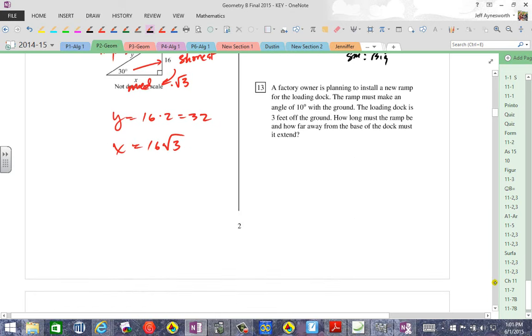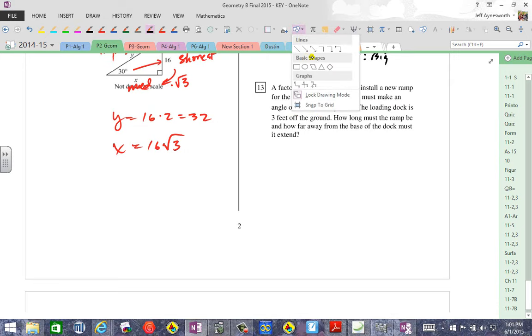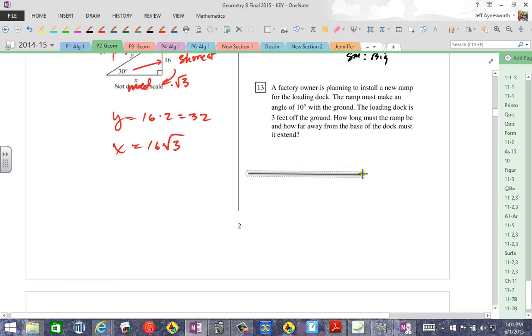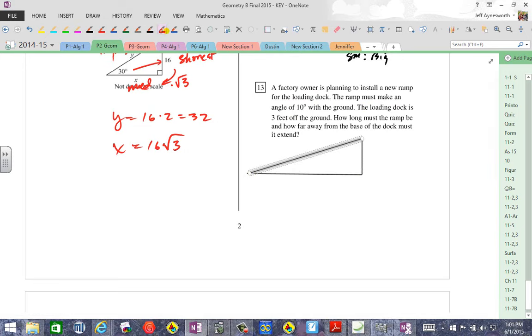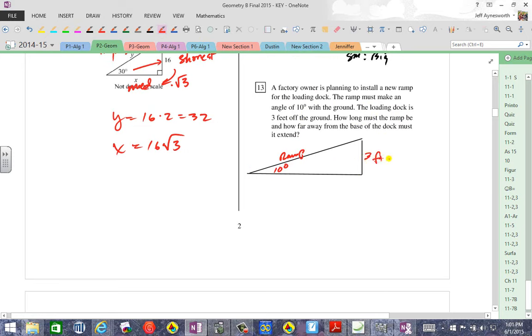Okay, number 13. Okay, we got a new ramp. Owner is planning to install a new ramp on a loading dock. The ramp must make an angle of 10 degrees with the ground. So if you want to draw a simple little picture here, here's the ground, here's the height, there's the ramp. Okay, and the angle with the ground is 10 degrees, and this is the ramp. The loading dock is 3 feet above the ground, 3 feet. How long must the ramp be?